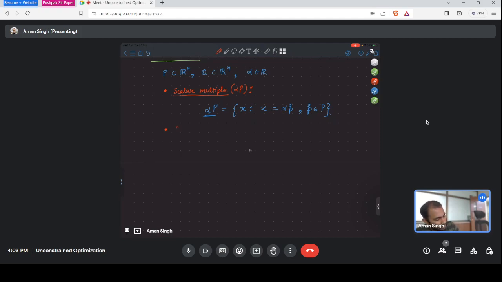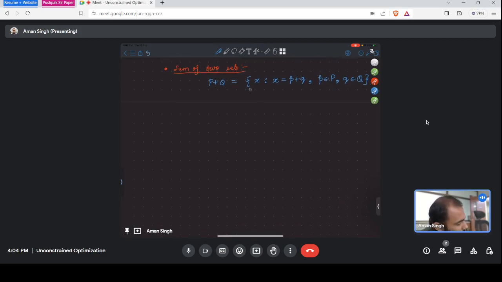Now we have the sum of two sets. Let's say we have P and Q. Then P plus Q is a new set whose elements are x, where x is equal to p plus q, where p belongs to set P and q belongs to set Q. Basically, you have a set P, you have a set Q. You take 1 point from P, 1 point from Q, sum them up, and you get a new point. You do this for all the points in P and Q, and whatever new set you get is called the sum of two sets. Using these two definitions, we'll state the first theorem.